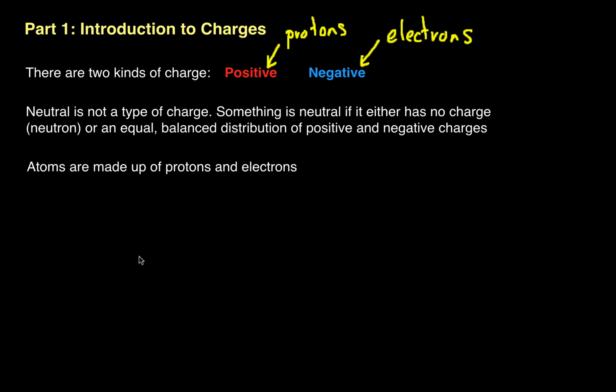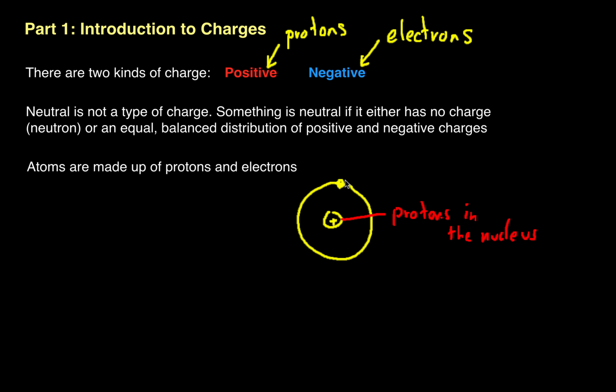Atoms are made up of protons and electrons. The protons are found in the center of the atom. We call this the nucleus. The electrons are found outside the nucleus in what we call energy levels or orbits. So the protons are found in the nucleus, and the electrons are found in energy levels or orbits.